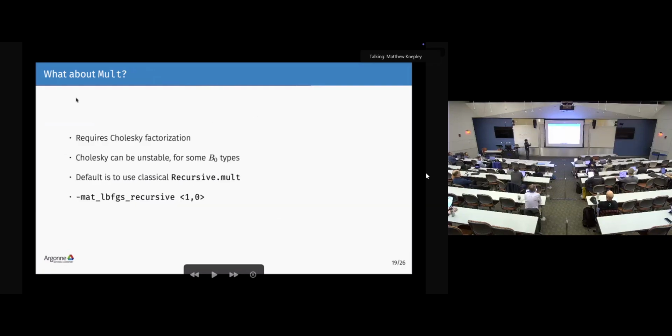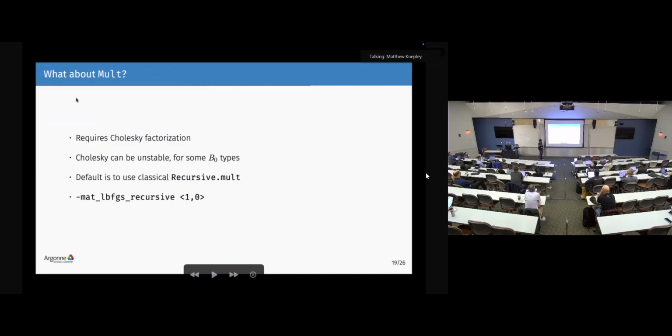Okay, yeah. So MATMULT dense BFGS requires Cholesky factorization, and then there's a little bit of a tricky part. If B0 is an identity, yes, the Cholesky is proven to exist every time. But if B0 is not identity, sometimes the Cholesky can be unstable, and then the default Cholesky in PETSc may crash. What's the error message? I don't remember the error message. It says pivot error. Yeah, you get the zero pivot error and then it just crashes.